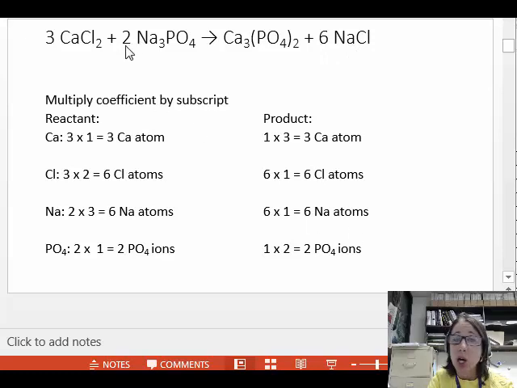On the reactant side, a coefficient of 2 is multiplied by a coefficient of 1. There's only one phosphate ion in this formula, which gives us 2 phosphate ions. On the product side, a coefficient of 1 multiplied by a subscript of 2 gives us 2 phosphate ions. Phosphate is balanced. Since all elements are balanced, this equation is balanced.